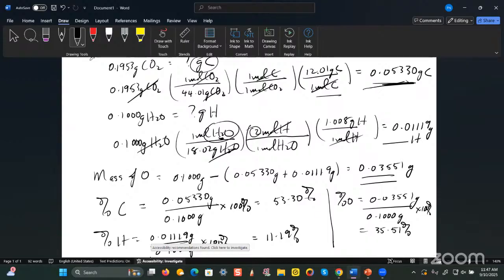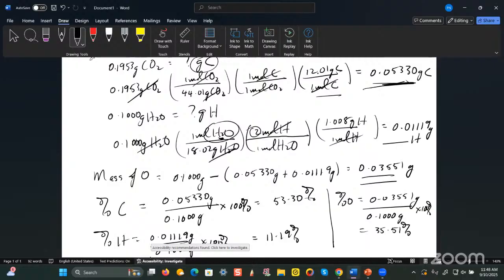All right. And what I would do for a question like this, since I know that the total percentage should add up to 100, I'll just check to make sure that's the case. 53.30 plus 11.19 plus 35.51, and I get exactly 100%. So I'm pretty confident that those answers for the percentage composition would be correct. Okay, any questions about what we have done so far in the A part of this question?